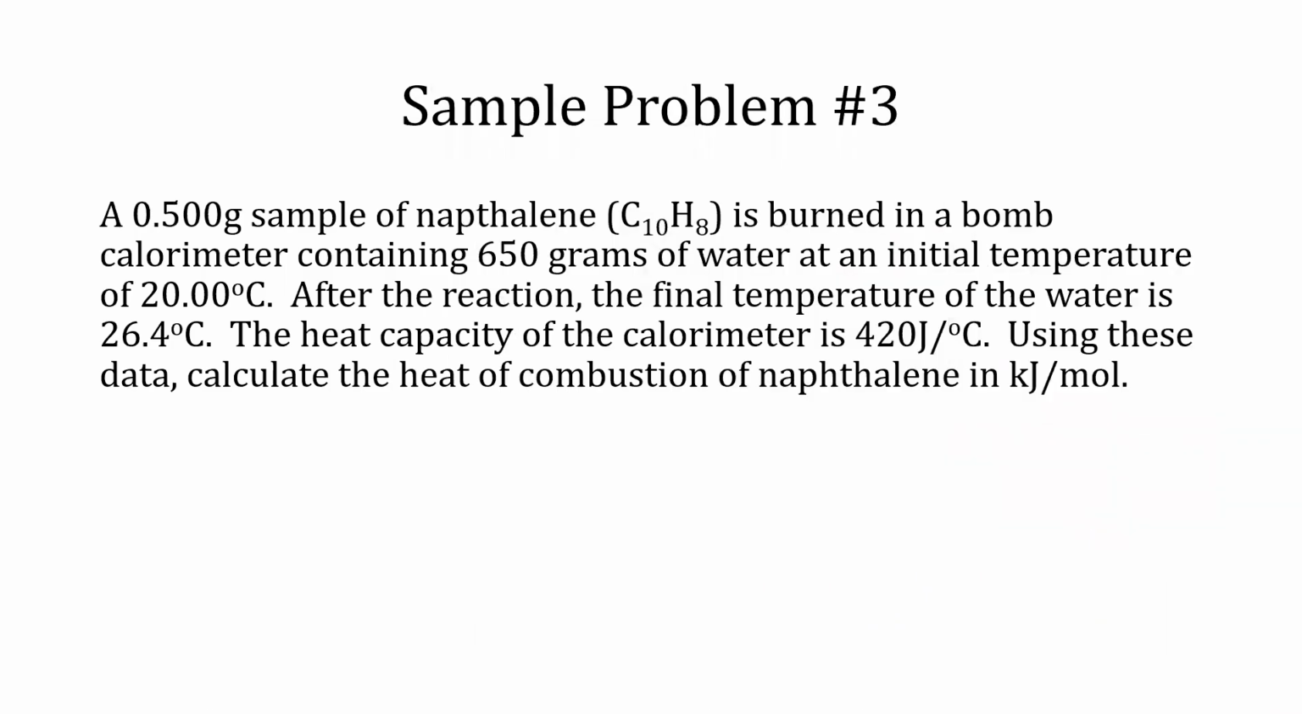Sample problem 3: a 0.500 g sample of naphthalene is burned in a bomb calorimeter containing 650 grams of water at an initial temperature of 20 C. After the reaction, the final temperature of the water is 26.4 C. The heat capacity of the calorimeter is 420 J per C. Using these data, calculate the heat of combustion of naphthalene in kJ per mole.